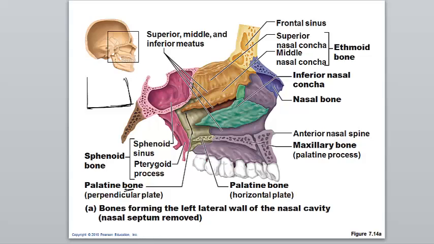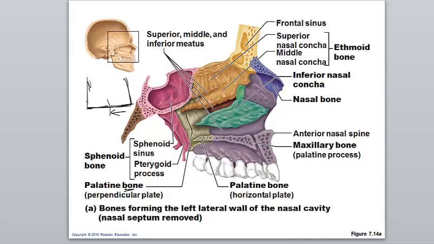This area is the perpendicular plate. And this over here is the fusion. They have cut it right over here. So that's why you're seeing it from this side. Okay, this picture is from like that, so they have to cut over here. So this is the horizontal plate of your palatine bone.